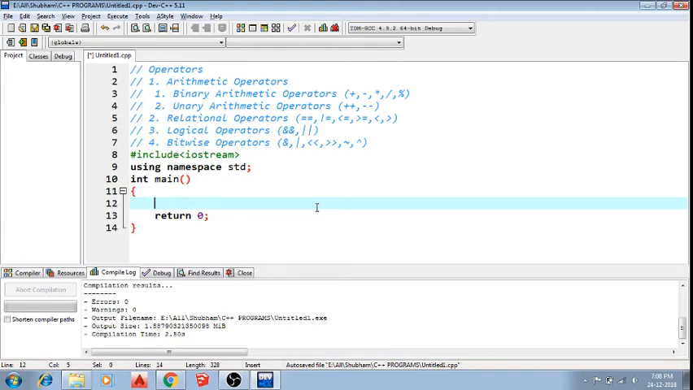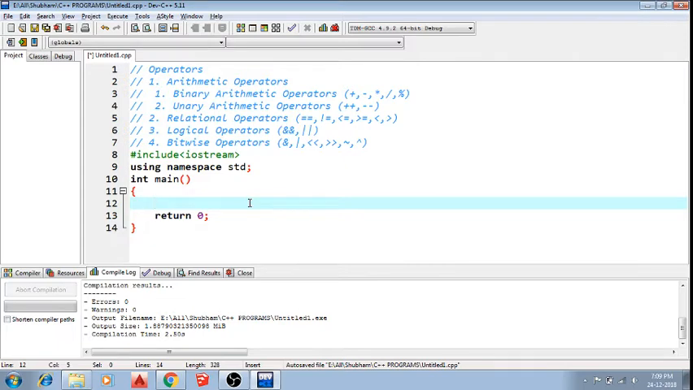Hello everyone, and welcome to Expert C++ Programming. Today we are going to learn about bitwise operators, but we are not going to discuss all the operators today. We are just going to discuss only the first operator, and in the other videos you can see all the operators one by one, okay? Because if the video becomes too long then it will become a little bit boring.